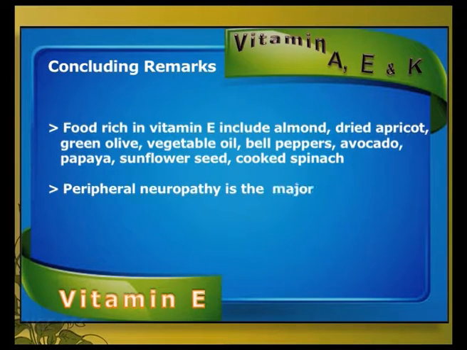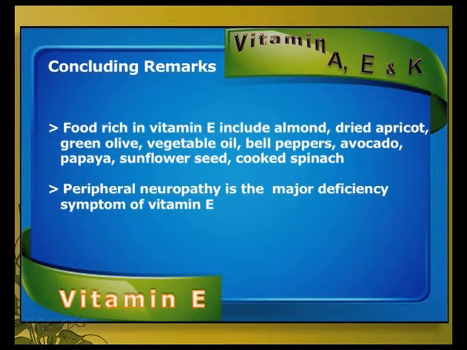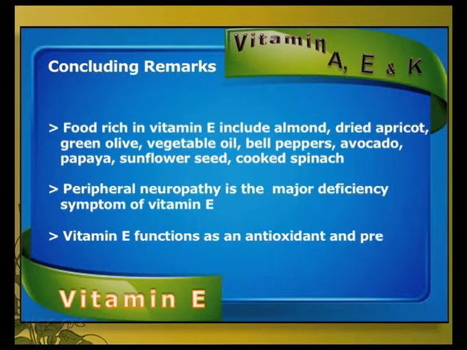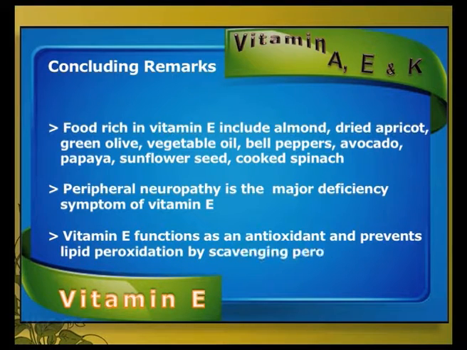Peripheral neuropathy is the major deficiency disease associated with vitamin E. Vitamin E functions as an antioxidant. It can scavenge peroxyl radicals and prevent lipid peroxidation. Other notable functions of vitamin E include its role in signal transduction, gene expression, and apoptosis.